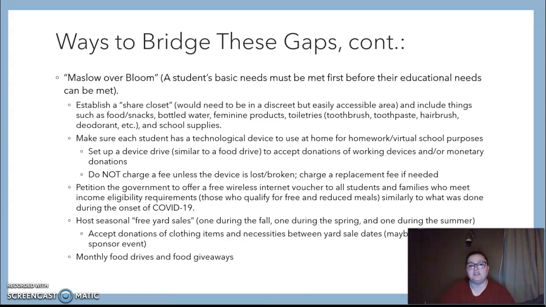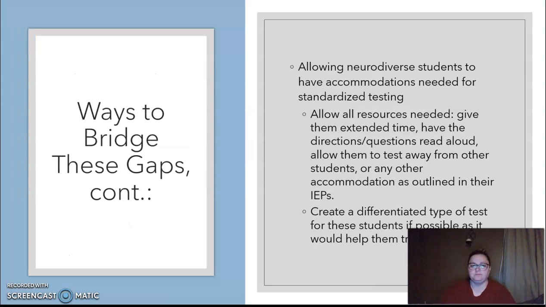I believe petitioning the government to offer a free wireless internet voucher to all students and families who meet income eligibility requirements would also be a great idea. This is similar to something that was done at the onset of COVID-19. So it's been done before, so we know that it can be done again. We could also host seasonal free yard sales and monthly food drives and food giveaways.